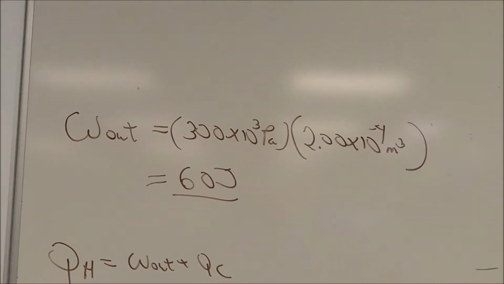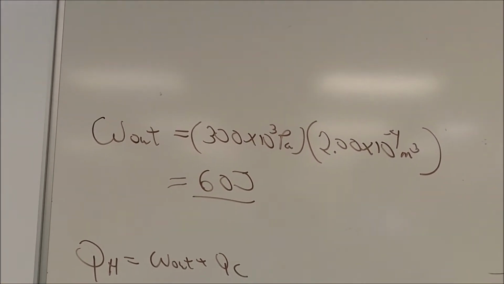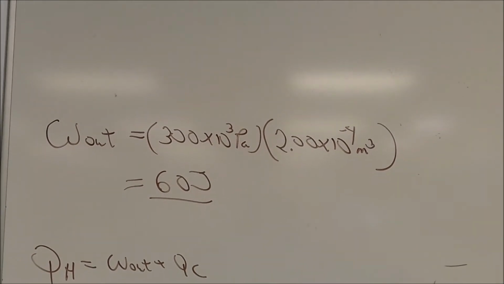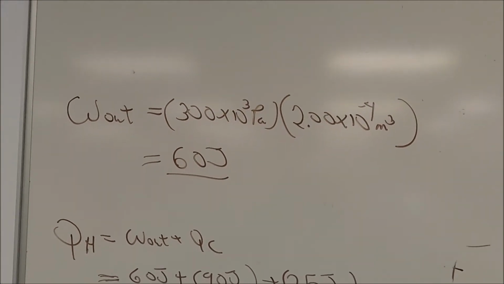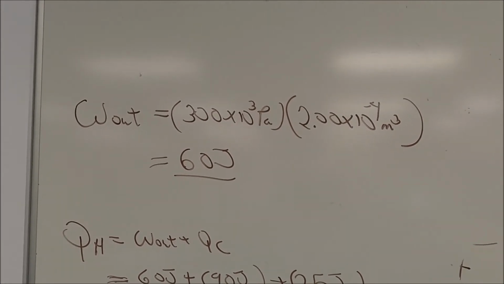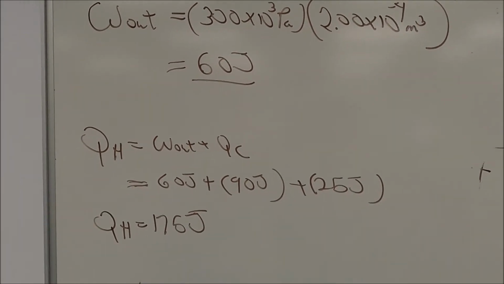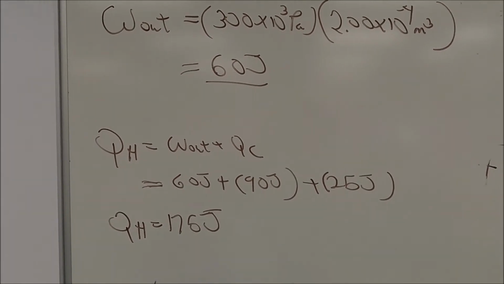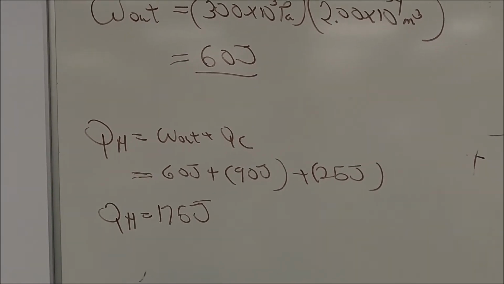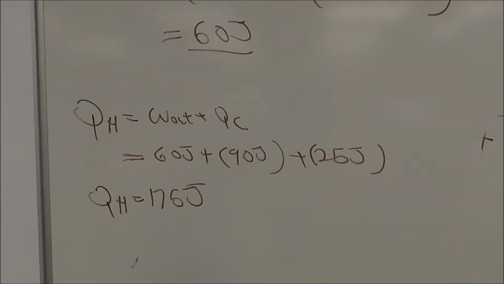Work out, the 300 times 10 to the 3 pascals. That chart was in kilopascals. And then the change in volume, the base, 2 times 10 to the minus 4 meters cubed, 60 joules. And QH is going to be work out plus QC. So 60 plus 90 plus 25, 175.